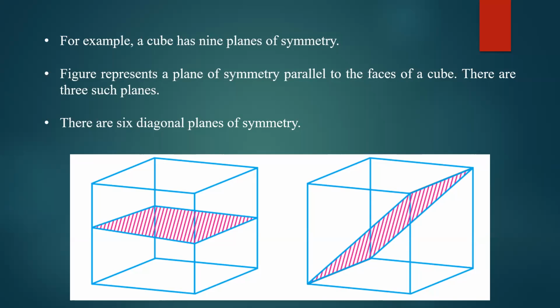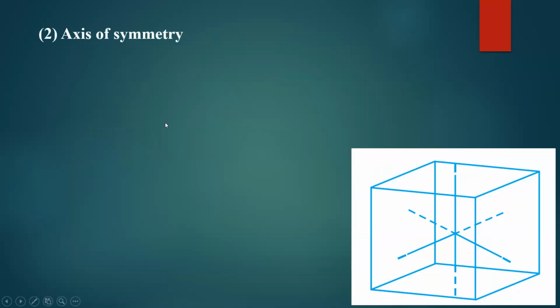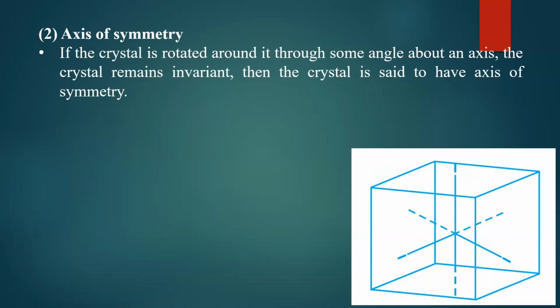So this is an operation. The mirror image of one part is identical to the other part. That is called the plane of symmetry. Okay, next we will take up the axis of symmetry. What do you mean by axis of symmetry? If the crystal is rotated through some angle about an axis, and the crystal remains invariant or unaltered, then the crystal is said to have an axis of symmetry.